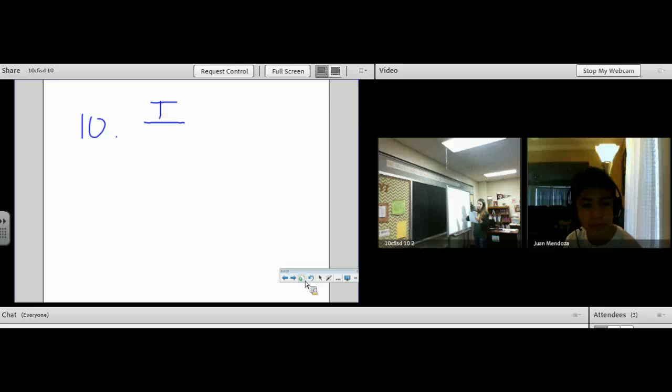Okay, now I'm good. One side of PQRS has a length of 12. So where should I put the 12? The bottom, because it's PQRS. I put the P there. All right, the corresponding side of TUVW has a length of 15.